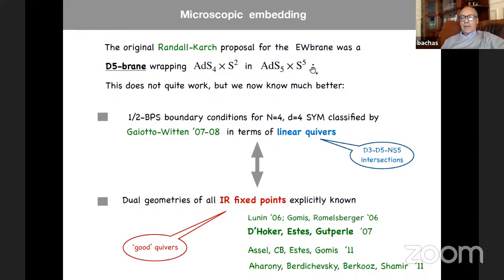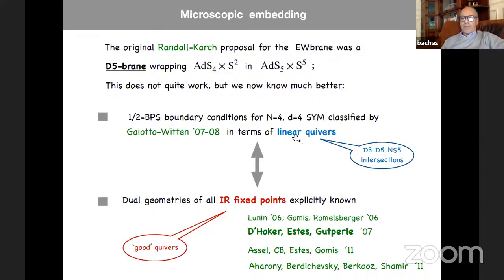So AdS5 x S5 is N=4 super Yang-Mills. That's by definition, par excellence, you know, the place we want to be. And we are talking about end of the world branes here. And Gaiotto and Witten gave a very complete classification of half BPS boundary conditions for N=4, d=4 super Yang-Mills. They are basically, in string theory language, intersections of D5s, NS5s, and D3s. And in gauge theory language, they are simply linear quiver gauge theories.